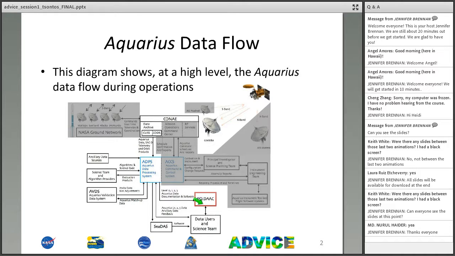PO.DAAC serves essentially as the data archive for NASA, and through the PO.DAAC, users like yourselves could come to our web portal, access the data and related information.